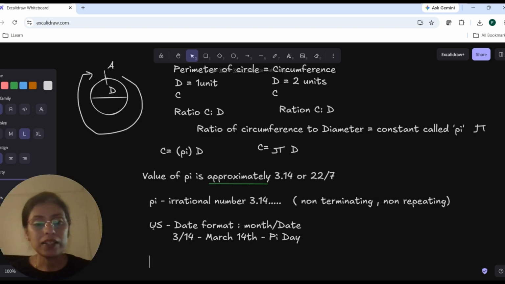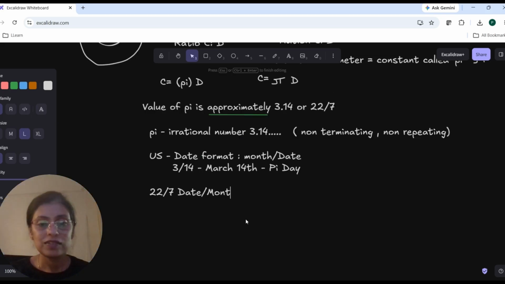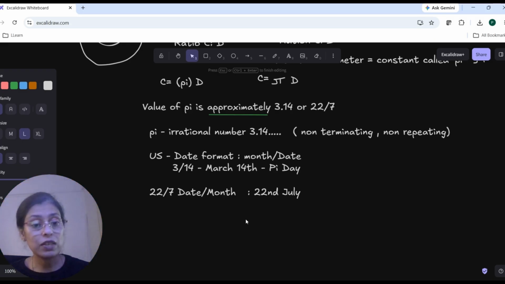And the other one, it is 22/7, but this is in terms of date and month. So this becomes 22nd July, and 22 by 7 is not the exact value of pi, right? It is an approximation of pi. So it started getting called pi approximation day.